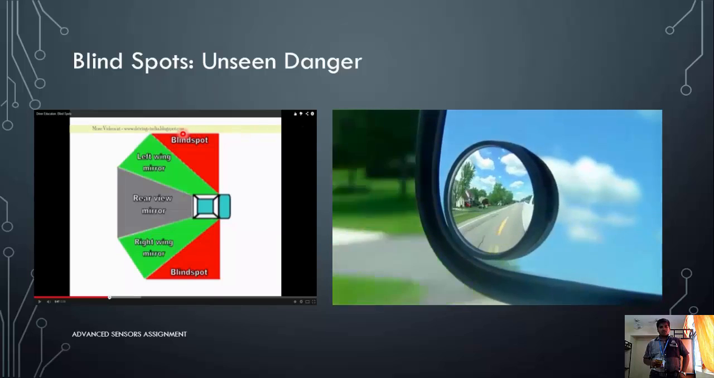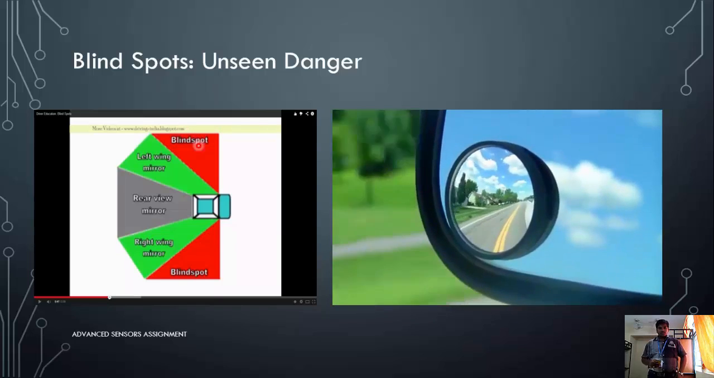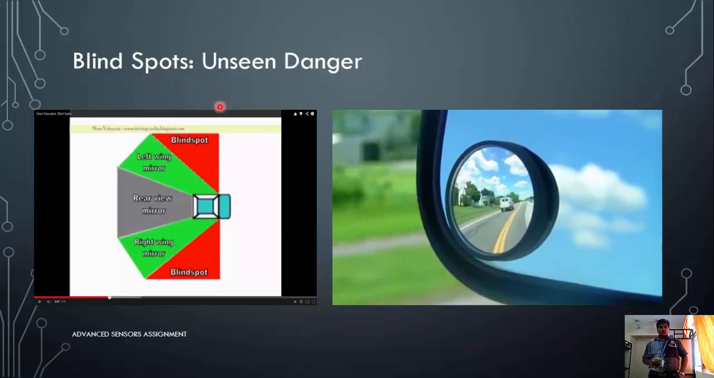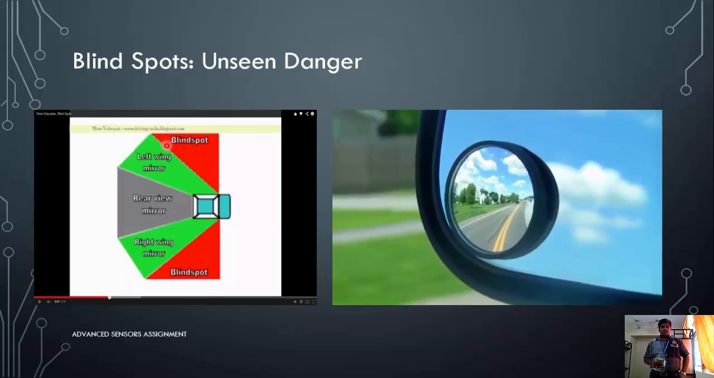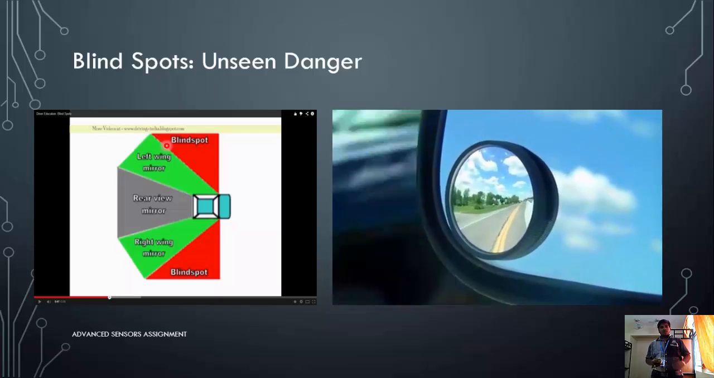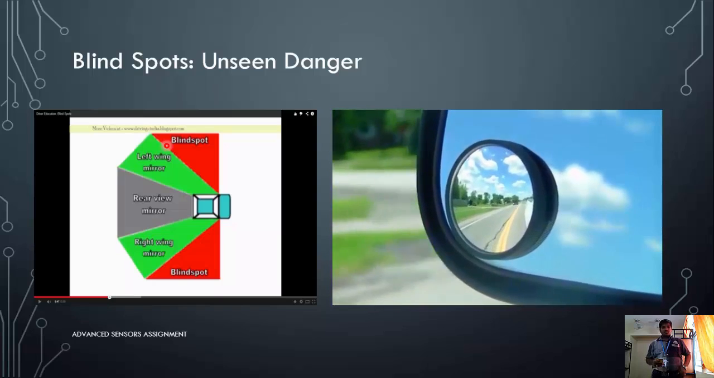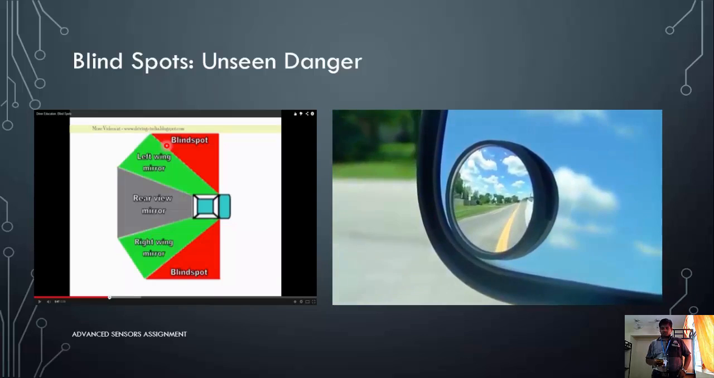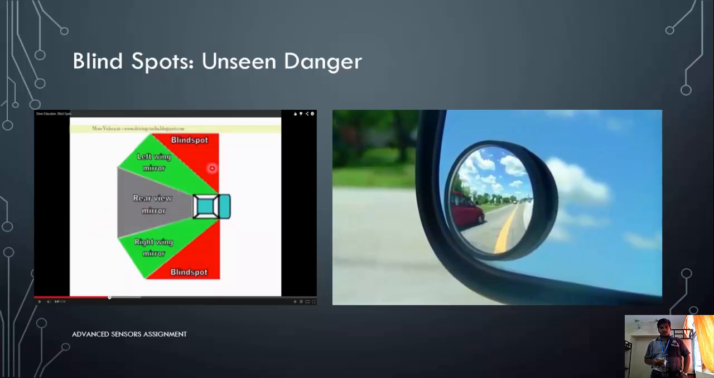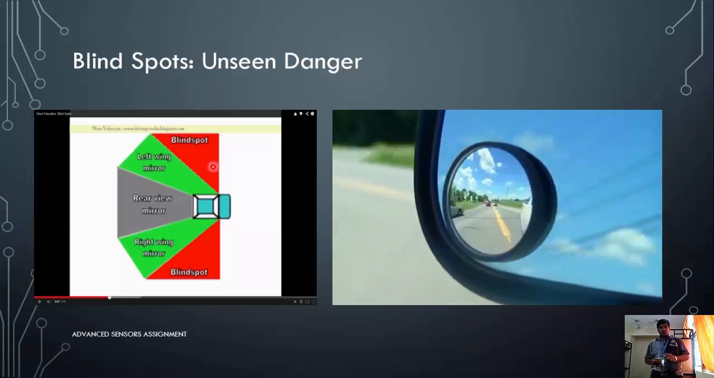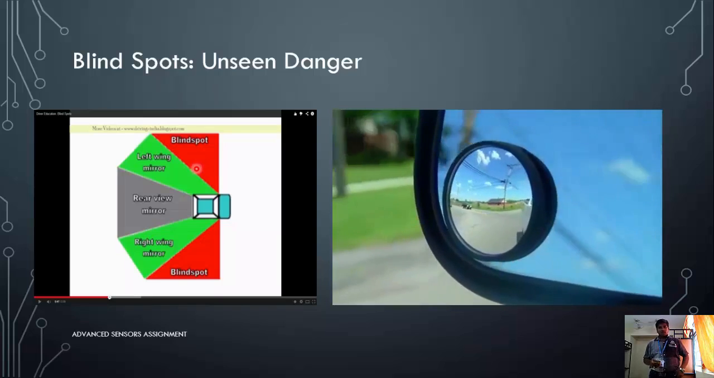And what is meant by blind spot? Here, the red zone is called the blind spot zone, and the green zone is called the normal viewpoint of the left side and right side view mirrors, and the rear is called the rear view mirror. Whenever the object enters the red zone, it is not visible to us.